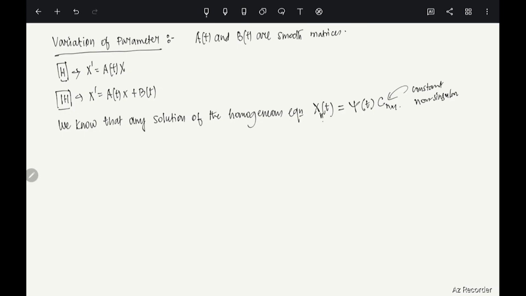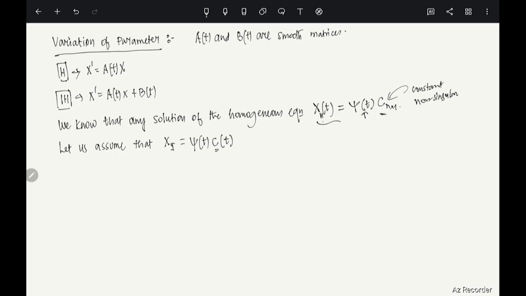Now I want to see if we can find a solution of the inhomogeneous problem using the solution of the homogeneous problem. So what we do is this. Let us assume that xi is a solution which will look like this: the fundamental matrix phi of t times a c, but now c is not a constant, it is a function which depends on t. This c and that c have nothing to do with each other.